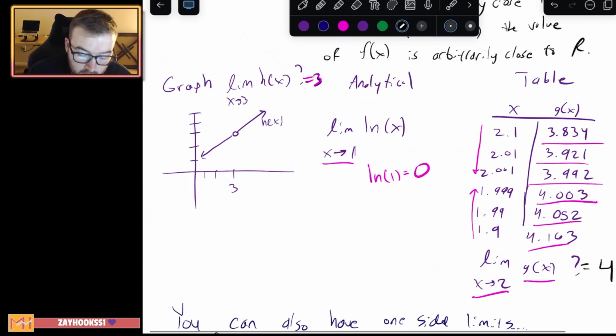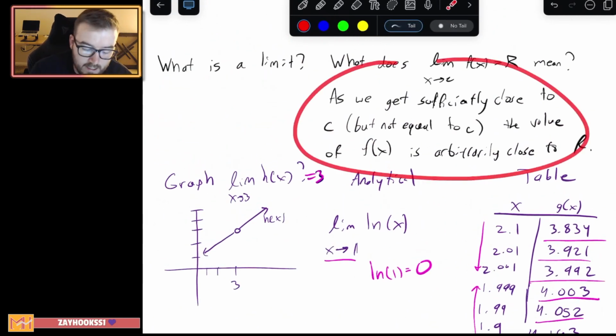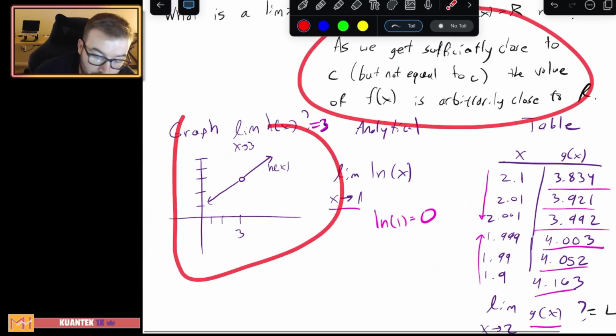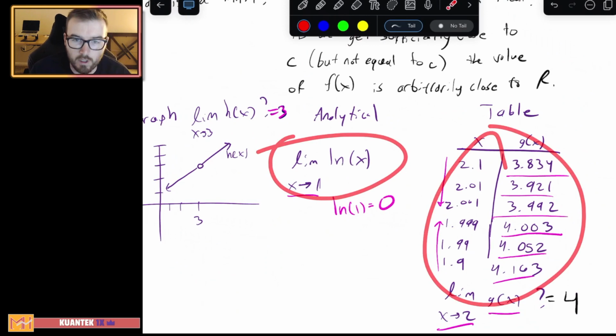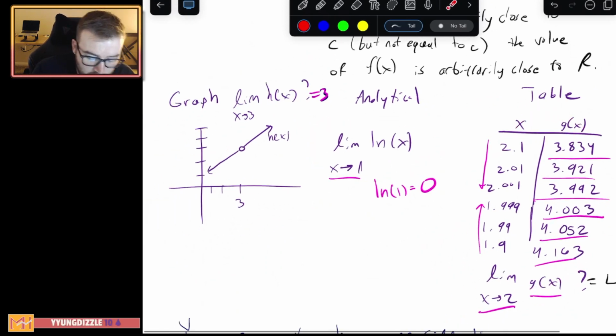So, you can think of this sentence, whether it's a graph, whether it's just a function handed to you, or whether it's a table. But the point is as you get really close to a specific x value, what is the y value that you're approaching? That's a limit in a nutshell.